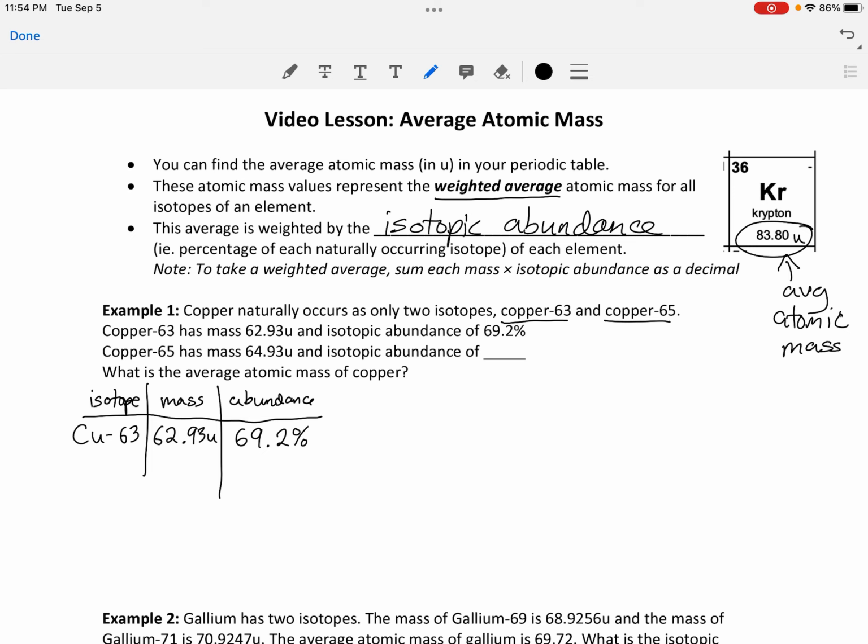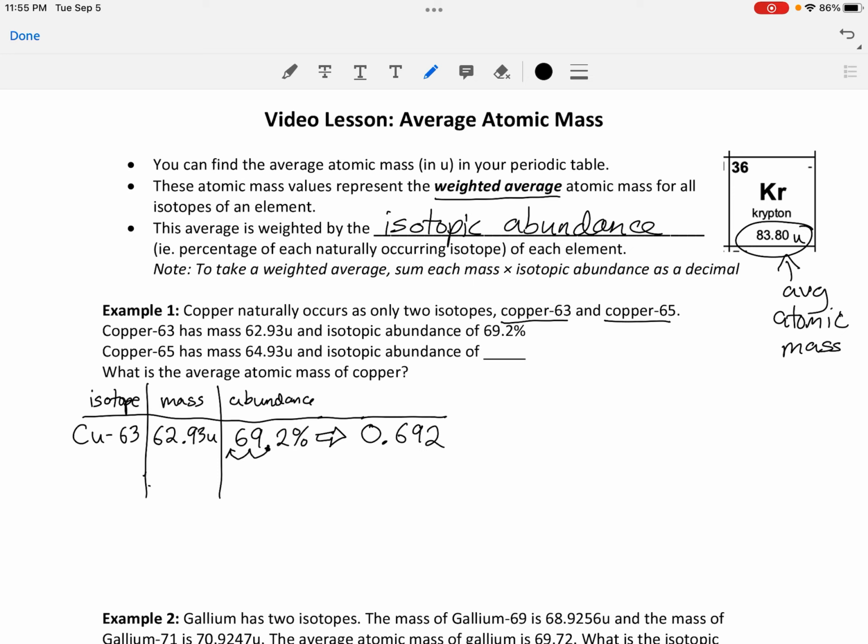69.2%. As soon as you see a percent with these kinds of questions, we got to convert that to a decimal. Percentages aren't very nice to work with mathematically, but decimals are great. If you remember how to convert percentages to decimals, all you got to do is divide by 100%. And you do that by sliding the decimal place over 2 spots to the left. So that gives me 0.692. So 69.2% is, as a decimal, 0.692. All right, let's do our next thing that we've got here.